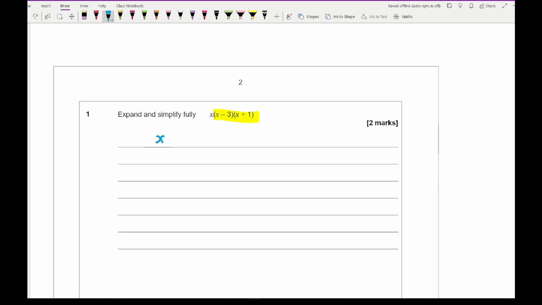So here I've got x, and I don't forget writing that because I always write that with every line just so that I don't forget it. And then all I've then got to do is expand this. Now if you've done this enough, you might be able to do this in your head, but if not, then just write it out as you would.